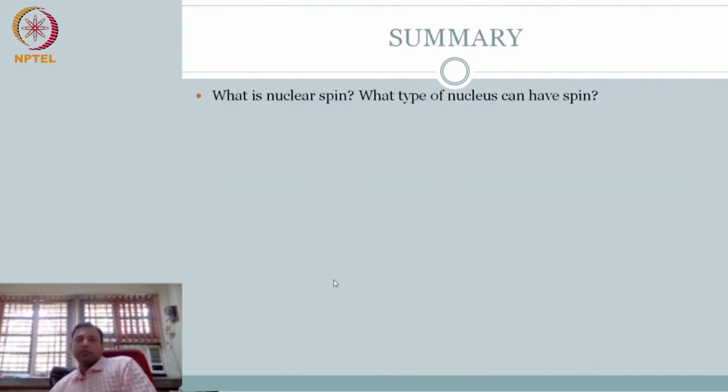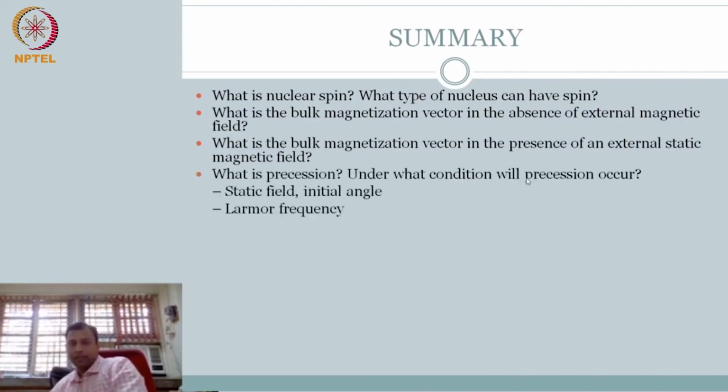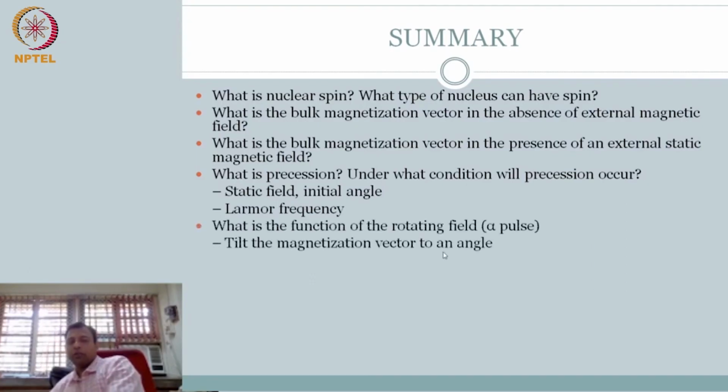Finally, to summarize concept-wise, we talked about nuclear spin. From nuclear spin, we went on to bulk, when you put many of them in a static field. So what is bulk magnetization in the absence of an external field, and in the presence of an external field? We talked about the concept of precession and the Larmor frequency. Then we introduced applying another field, pushing it to the floor. We talked about the alpha pulse, the rotating field, and the tip angle.